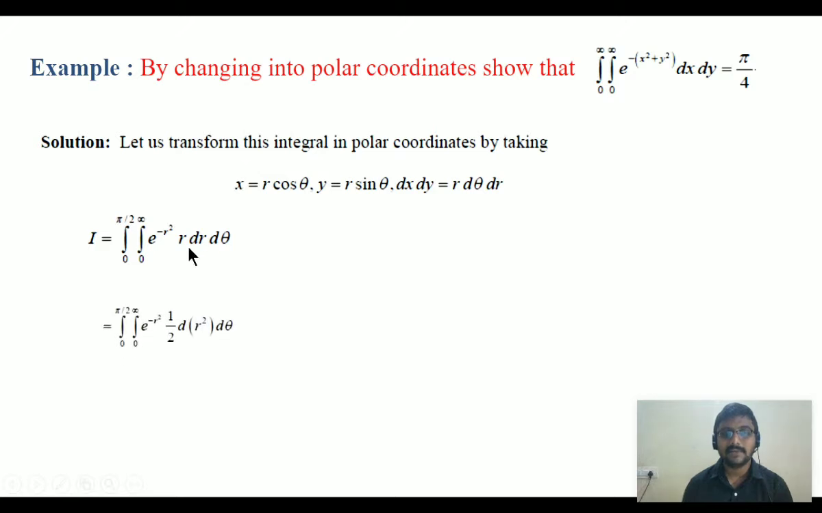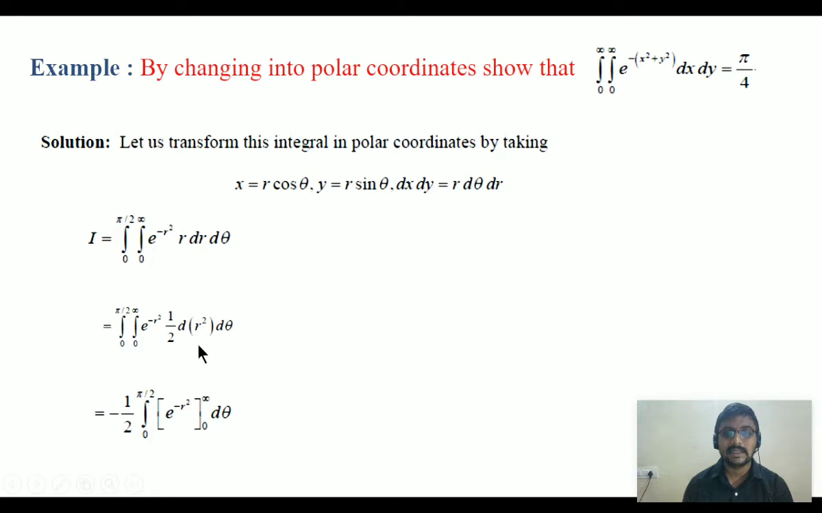applying integration with respect to r, the derivative of r² is 2r, so just multiply with 2 and divide with 2. The derivative of r² is 2r. But what is the derivative of minus r²? Minus 2r. So that the result will be minus 1/2. Clearly the derivative is beside here.